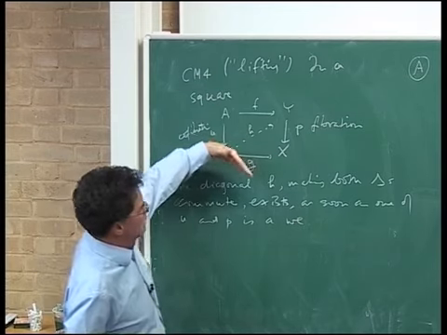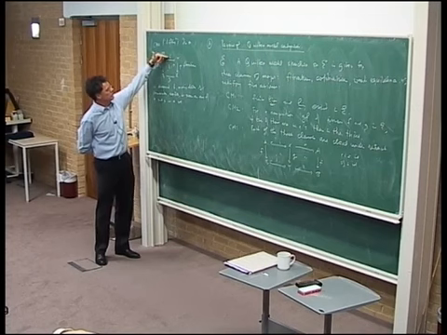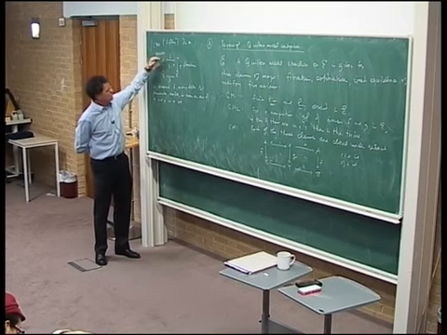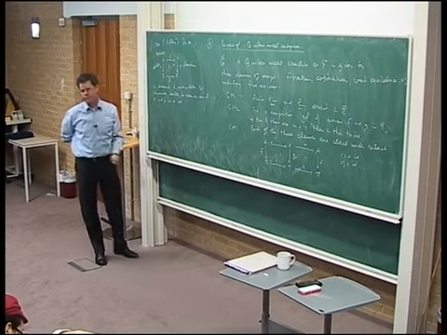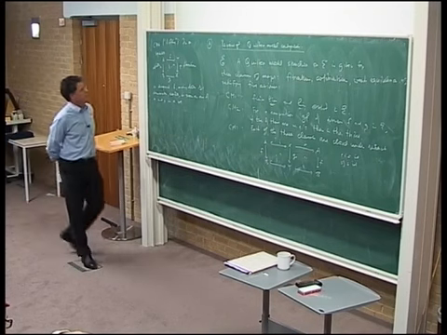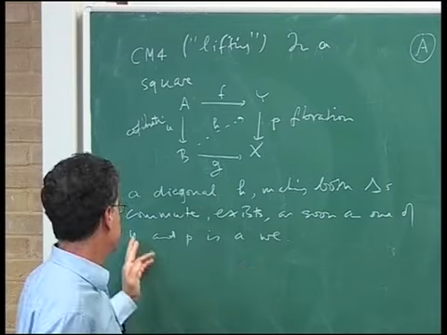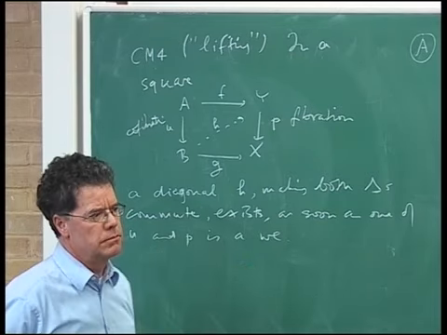So this axiom talks about some sort of homotopy lifting. You can lift G to H, and homotopy extension: you can extend F along this cofibration to an H. A diagonal H making both triangles commute exists as soon as one of U and P is a weak equivalence.